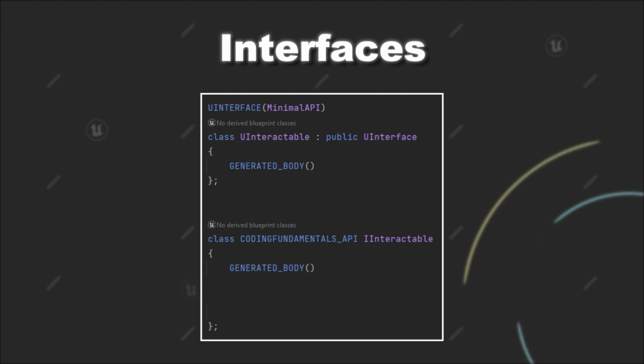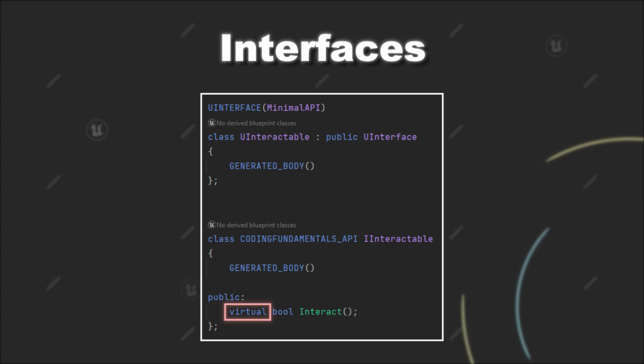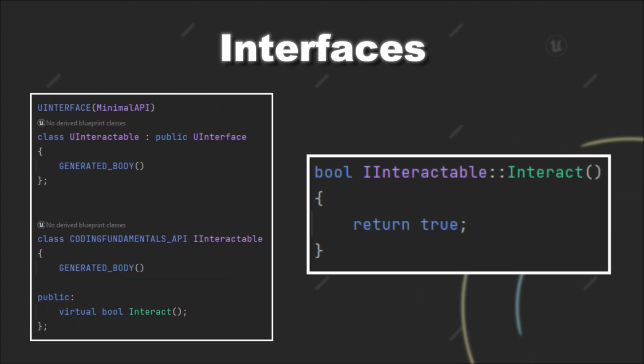For the declaration of a function inside your interface, it is important that we use the virtual keyword. This allows us to override the function in child classes. Inside the interface, you can also provide a default implementation for the function.